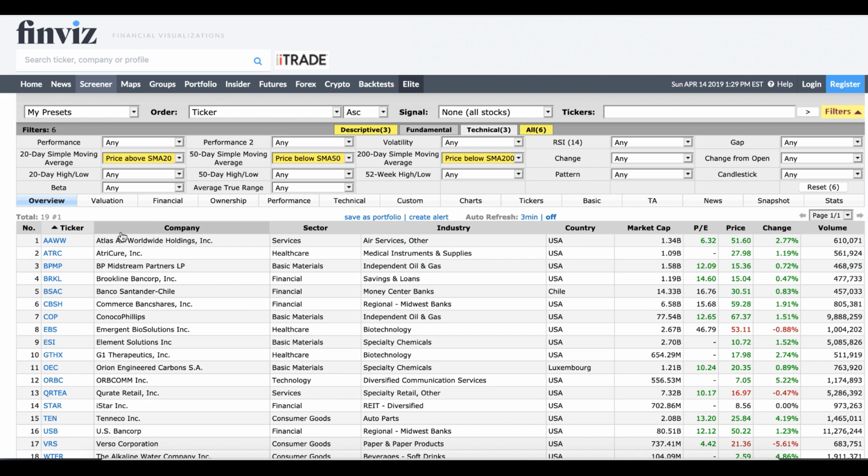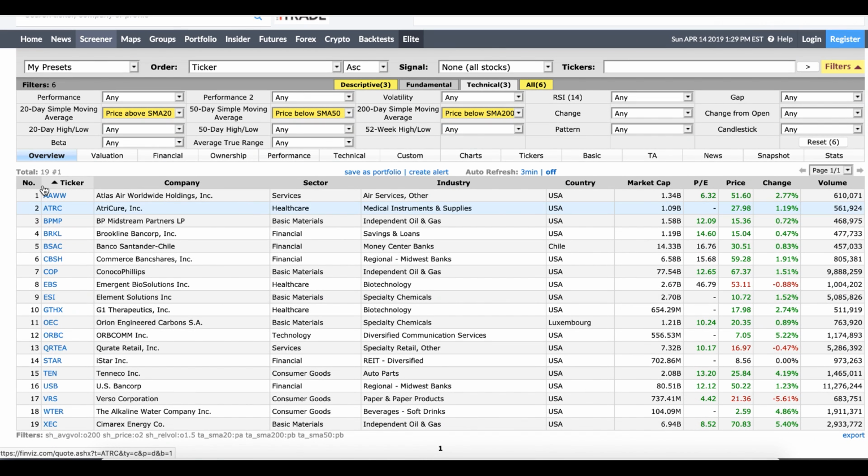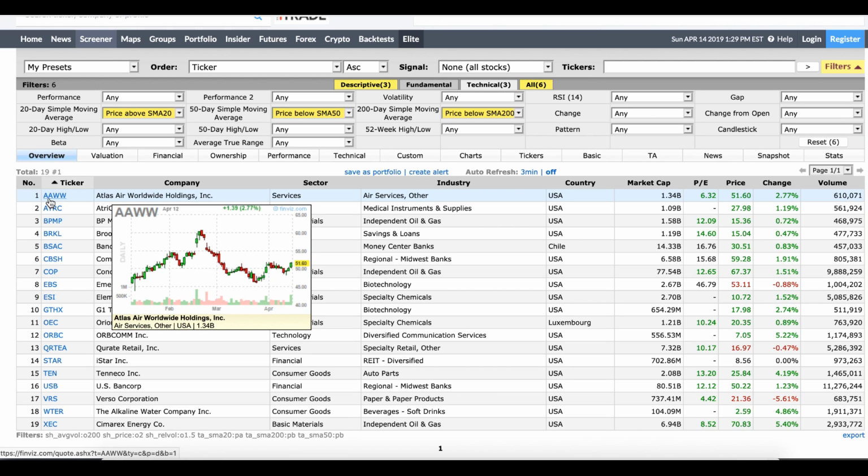That's pretty manageable compared to the 7,550 we started with. So let's take a look. Now we've got these 19 stocks, and we can see if there's anything kind of interesting. Right away, the first one we come across, AAWW.